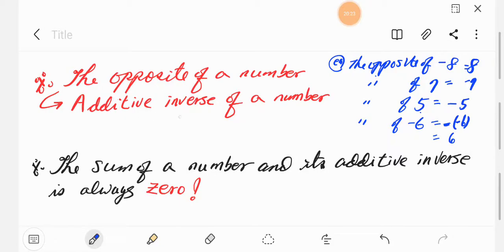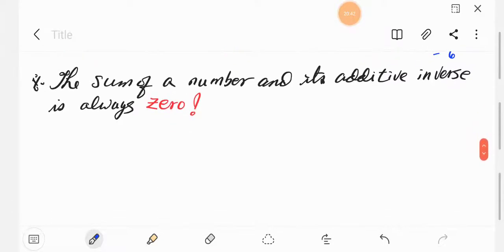Or same as this, additive inverse of a number. So additive inverse of a number means change the sign of the number, make the number have a different sign. So the opposite of a number and the additive inverse of a number are the same. These two are the same definition. So when you add two numbers, let's say the sum of a number and its additive inverse. The additive inverse is what? The opposite of this number, right? Then that is always equal to what? 0. So 8 plus negative 8 is equal to 0.